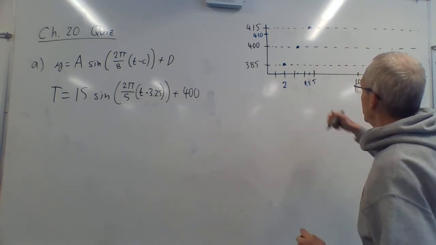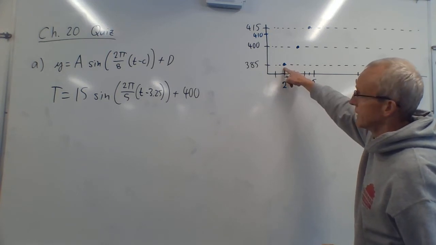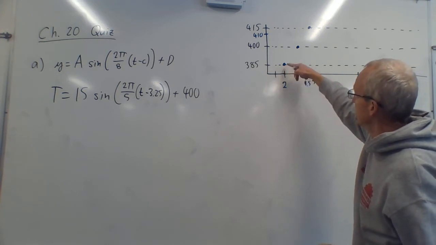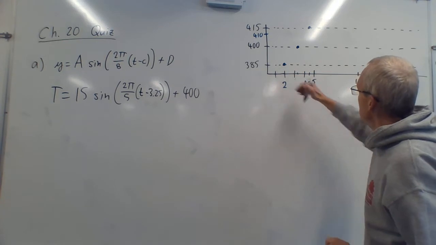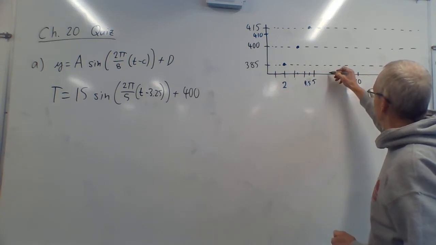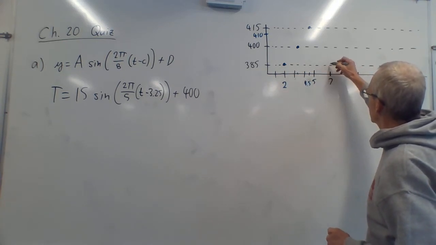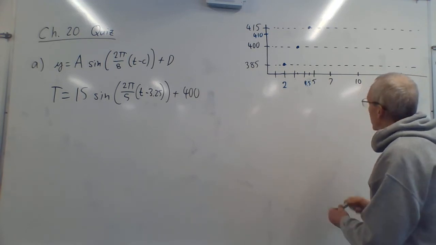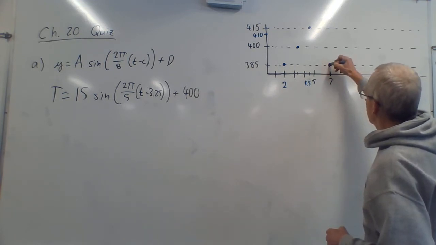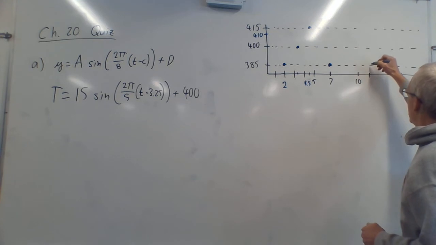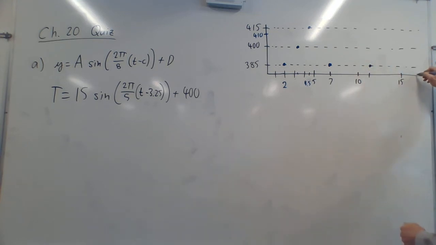So the period is 5 minutes, so every 5 minutes there is a bottom. So at 2, and then at 7 it's there, so my 7 is somewhere right about here. So it's going to be there. I'm going to use the blue pen to draw my wave, so it's right there. At 12, it's about right there. And at 17, it's about right there. And I'm going to stop there.